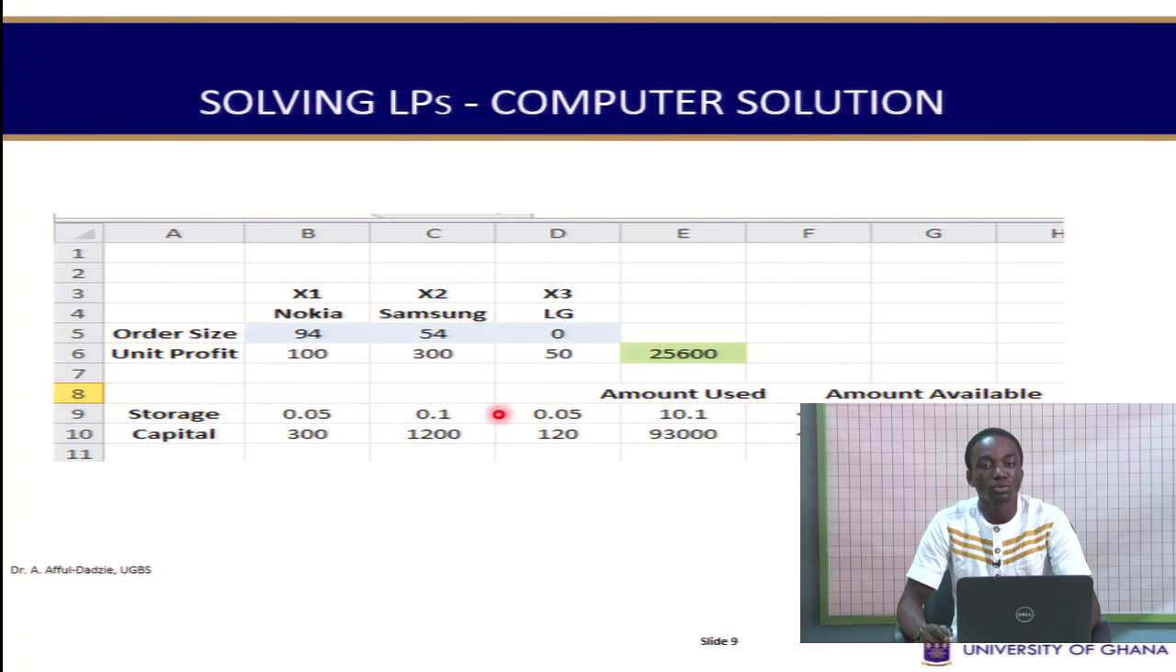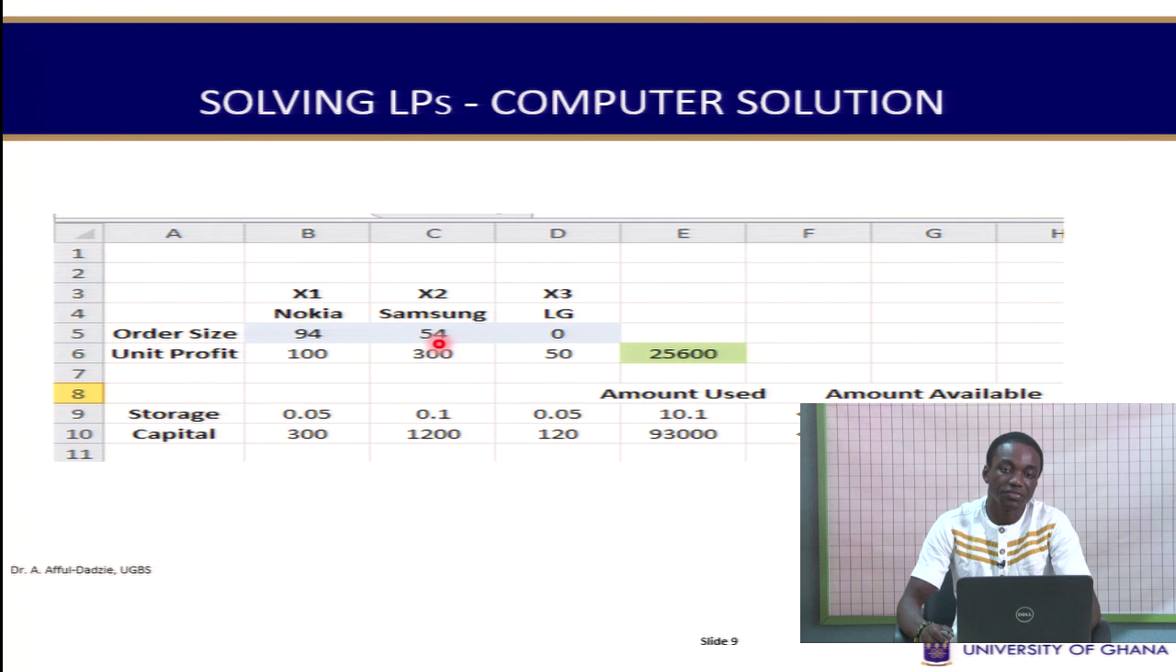To start with, our order size here gives us the amount of Nokia, Samsung, and LG to purchase. So we would initialize this to zero. This 94, 54, and zero will first be initialized to zero. In fact, at the end of the solution, you would get X1 to be 94, X2 to be 54, and X3 to be zero.